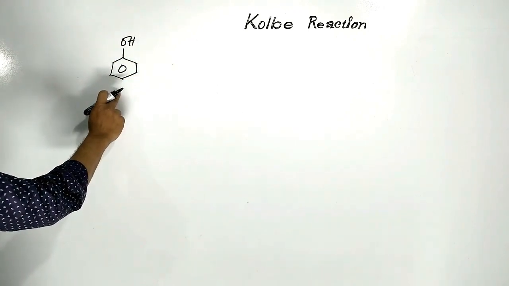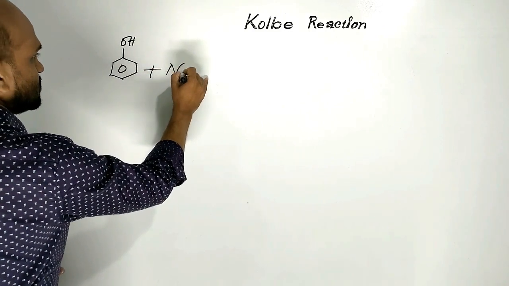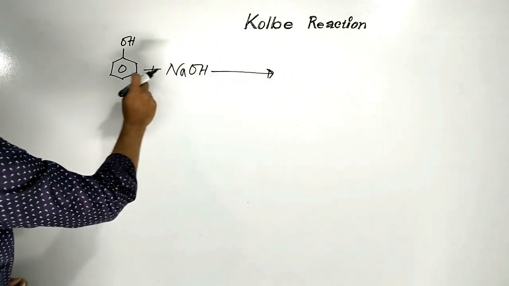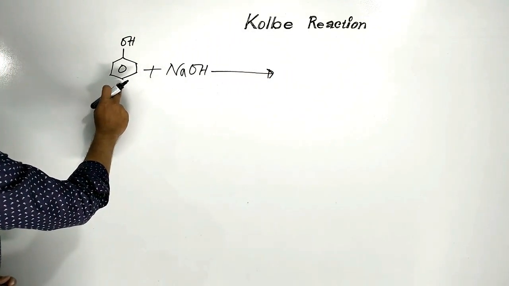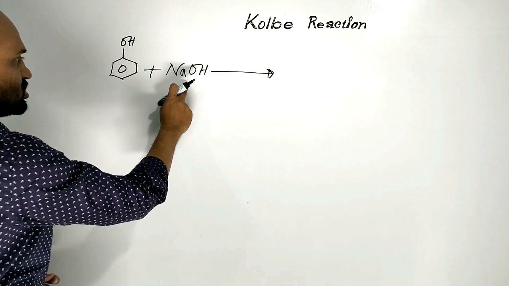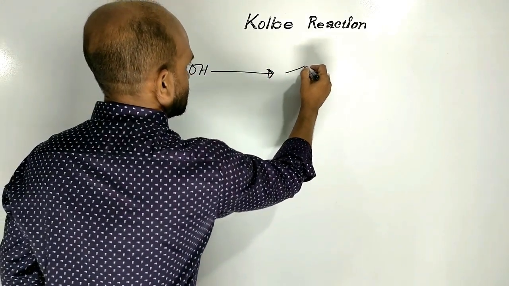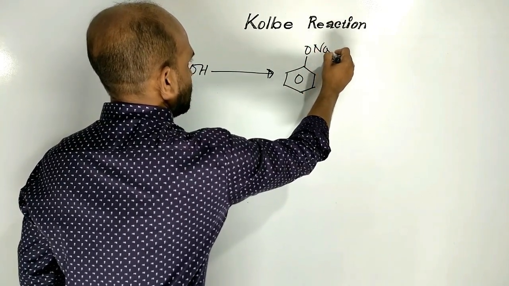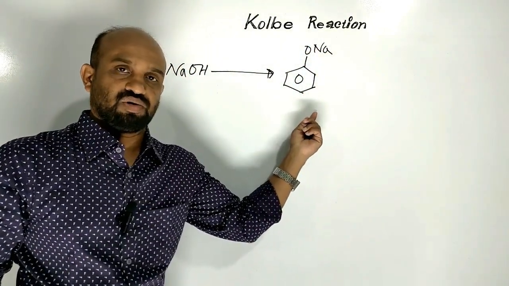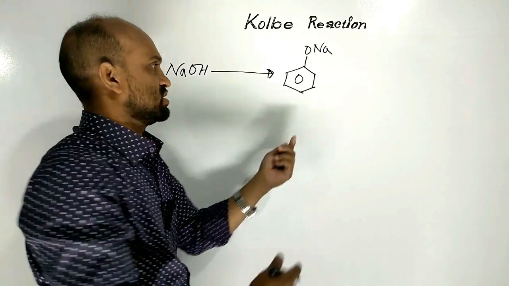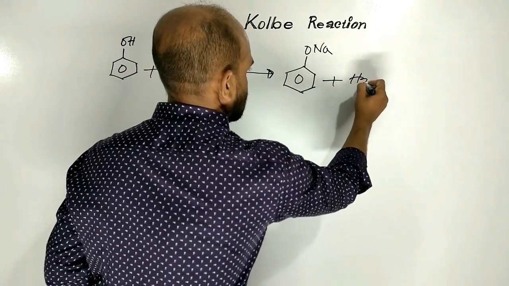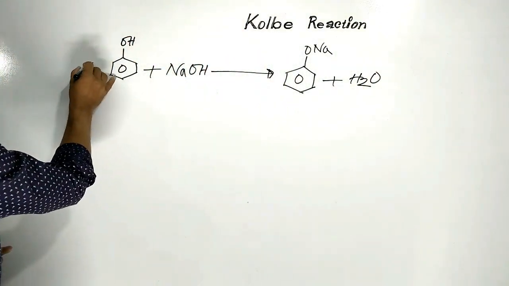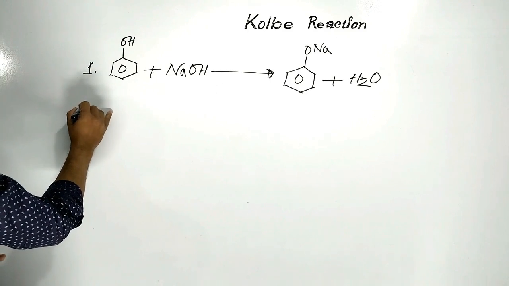First of all, phenol is treated with base sodium hydroxide. Then phenol or carbolic acid reacts with sodium hydroxide to form salt sodium phenoxide or sodium phenolate, and water is formed as byproduct. This is reaction number 1.